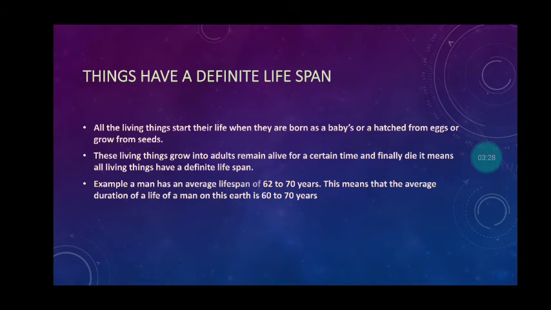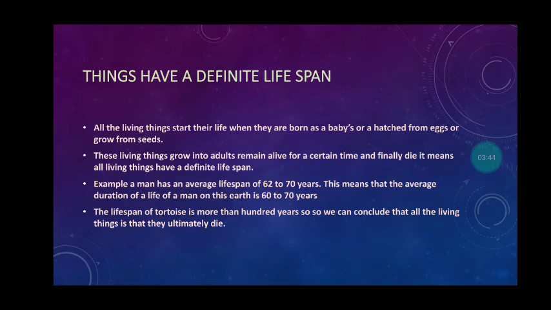For example, a human has an average lifespan of 60 to 70 years. This means that the average duration of the life of a human on this earth is 60 to 70 years. The lifespan of a tortoise is more than 100 years. So we can conclude that all living things have a definite lifespan and ultimately they are going to die.